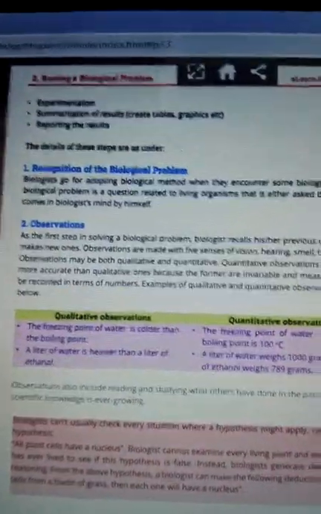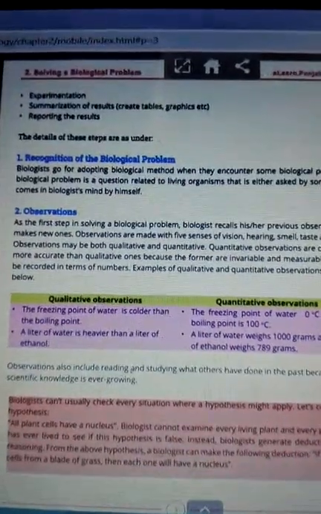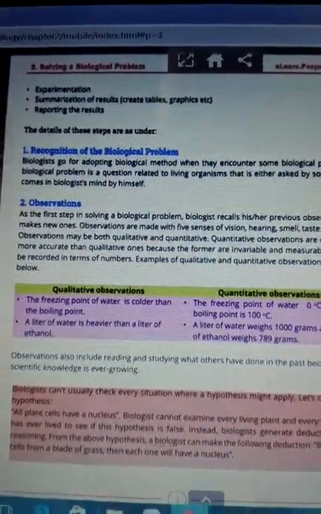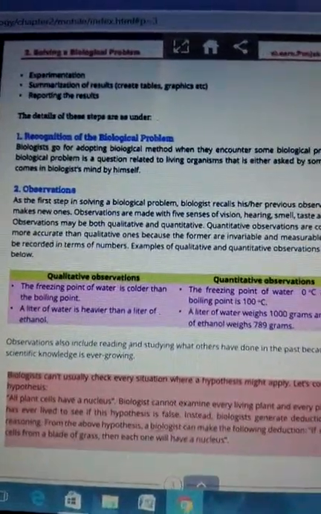Today we will go into detail on the first two. So starting with the basic one, recognition of the biological problem. Biologists adopt the biological method when they encounter some biological problem. Alright, a biological problem is a question.